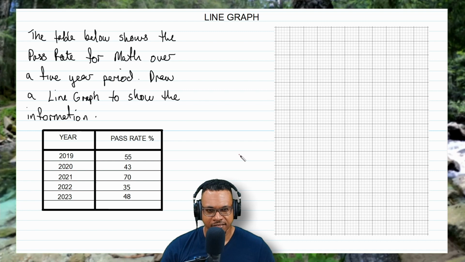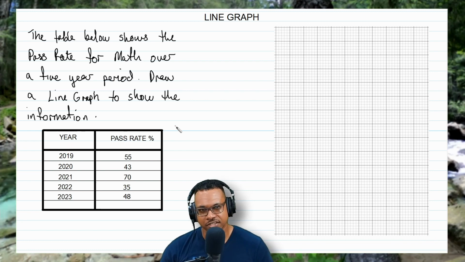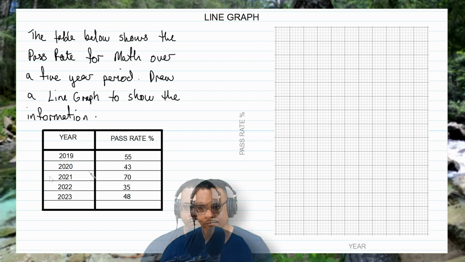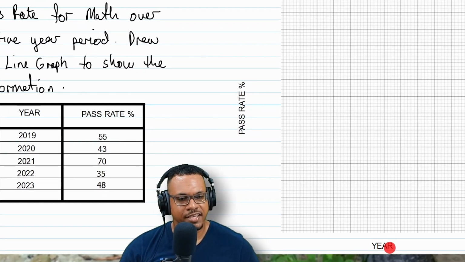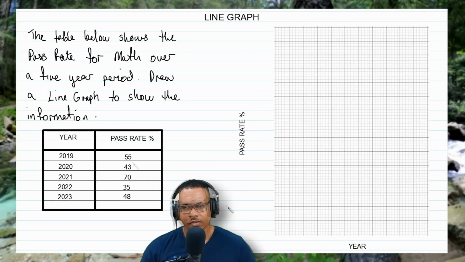So before I draw my line graph, first I must number and label my Y and X axis. So I'll be putting the year on the X axis and the pass rate on the Y axis. Okay, so here I have my labels, the pass rate and the year. Now for the numbering. So my max pass rate is 70%. So that means that will be the highest thing I need to go up to on the Y axis. So looking at the spacing here, I can count in tens every 2 centimeters. So that'll be 2 centimeters to represent 10 units on the Y axis.